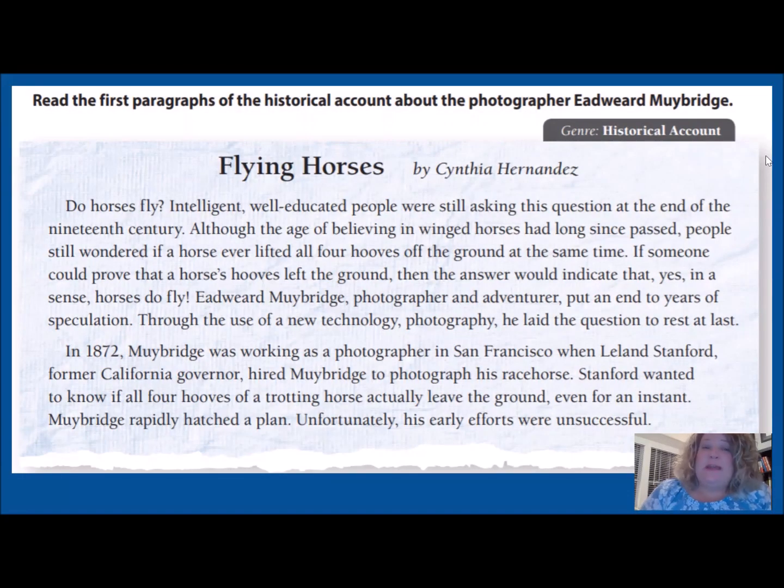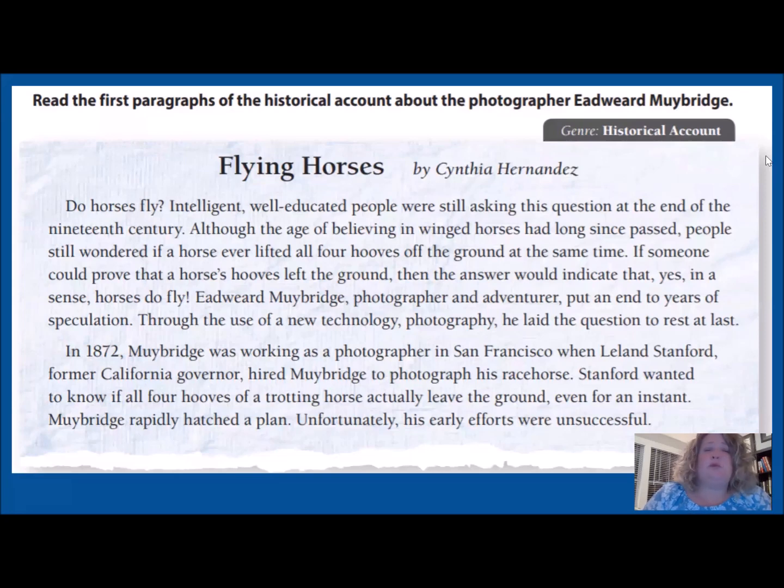Okay, so let's look at this example. Flying Horses by Cynthia Hernandez. Do horses fly? Intelligent, well-educated people were still asking this question at the end of the 19th century. Although the age of believing in winged horses had long since passed, people still wondered if a horse ever lifted all four hooves off the ground at the same time.